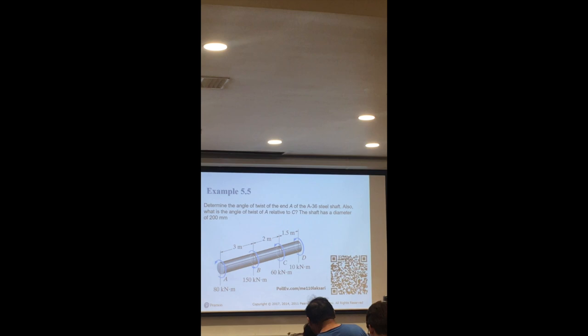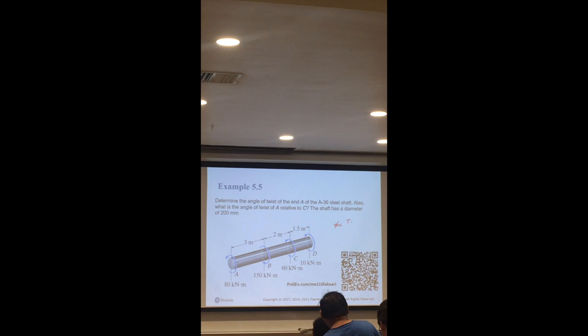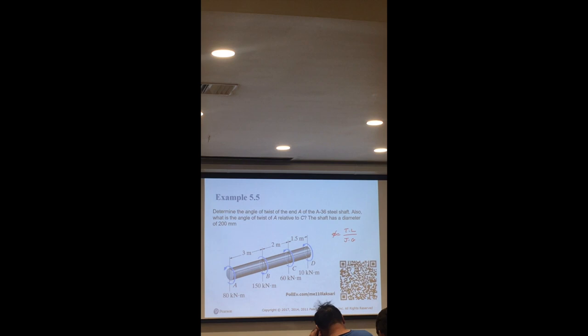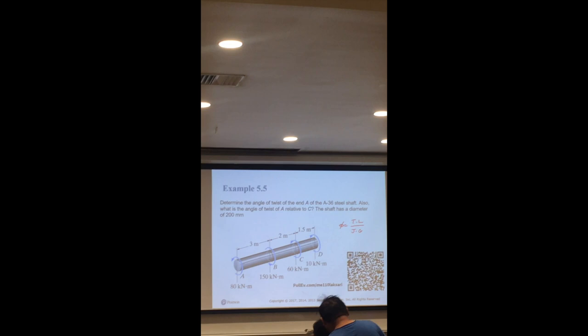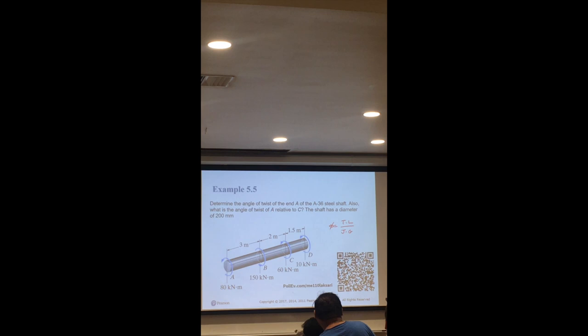What was the equation again? You have to calculate that angle phi for each of these sections. All right? I'll give you G. Let me look for that. But let's say you know that.